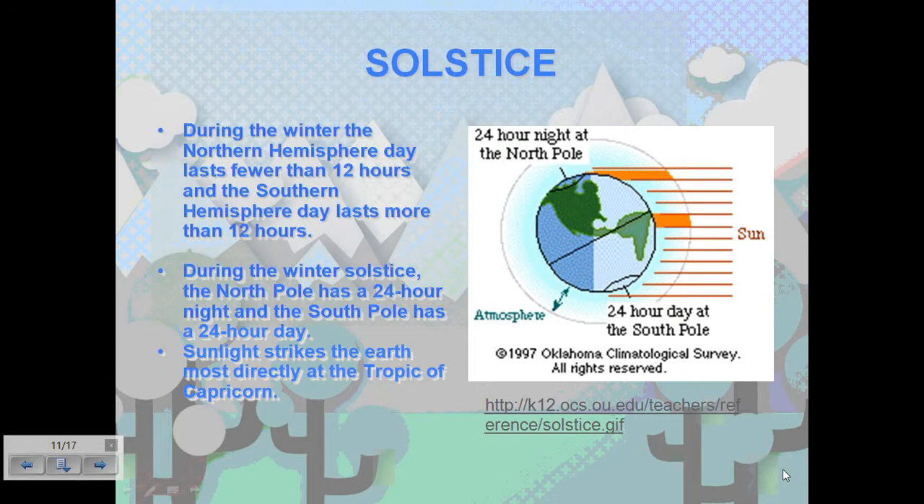During the winter, the northern hemisphere day lasts fewer than 12 hours, while the southern hemisphere day lasts more than 12 hours. During the winter solstice, the North Pole has a 24-hour night, while the South Pole has a 24-hour day. In this case, sunlight strikes the Earth most directly at the Tropic of Capricorn.